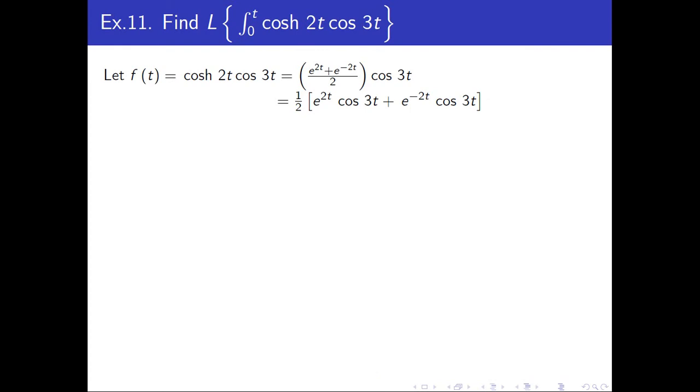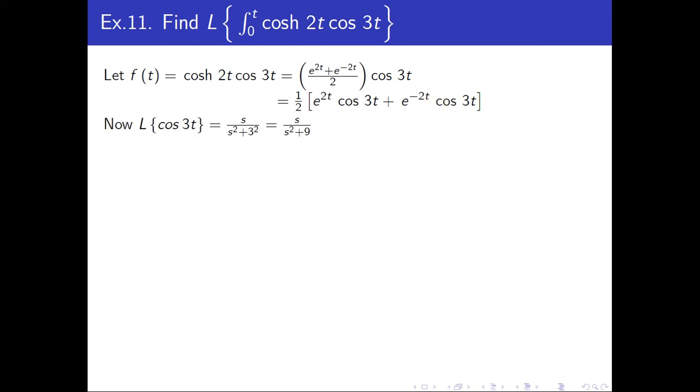Let us see some examples on these formulas. Find Laplace transform of integration from 0 to t of hyperbolic cos of 2t cos of 3t. Let f of t is equal to hyperbolic cos of 2t times cos of 3t. Hyperbolic cos of 2t can be written as e raised to 2t plus e raised to minus 2t by 2, so f of t is 1 by 2 of e raised to 2t cos of 3t plus e raised to minus 2t cos of 3t.